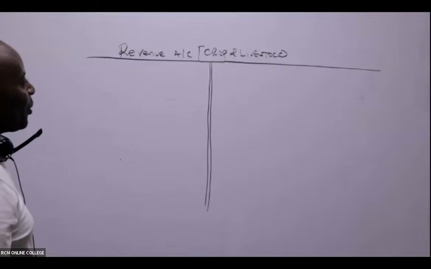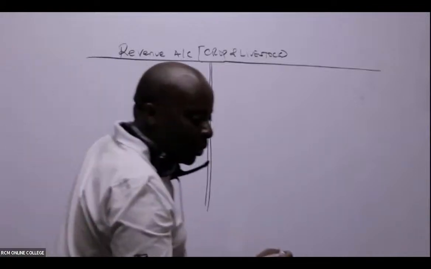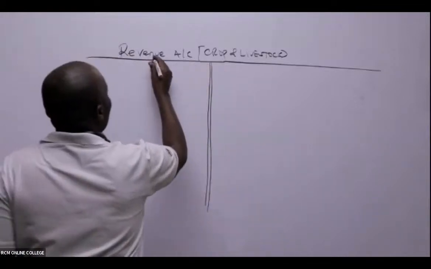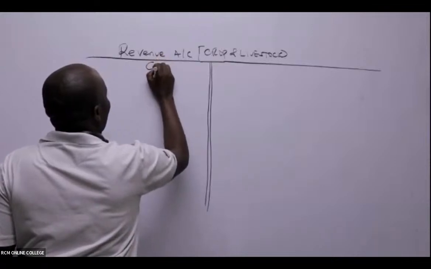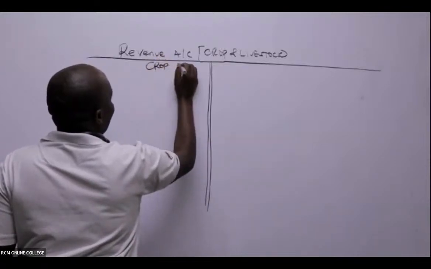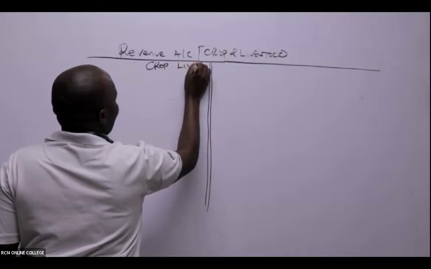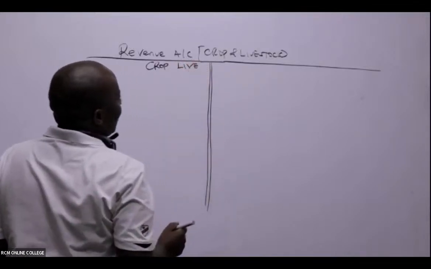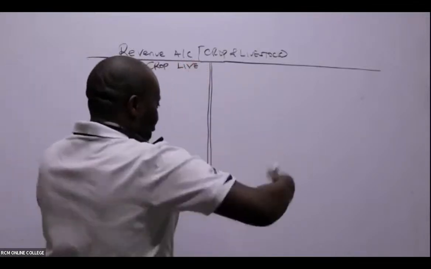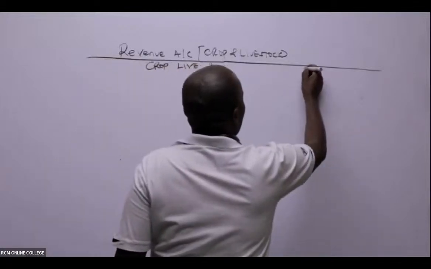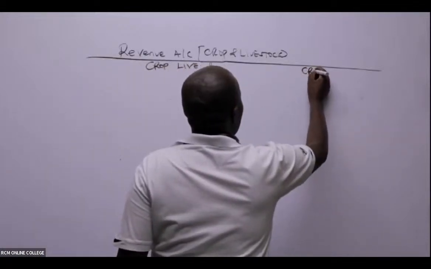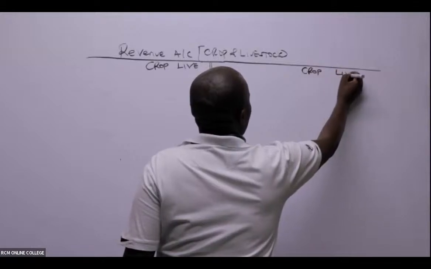Right. So in this case, we shall have the crop. So we have here crop. And then allow me to just use live for livestock. This is the debit side. They want us to do this in a columnar form. So also on this side, I'll come and have here crop, and we have livestock.